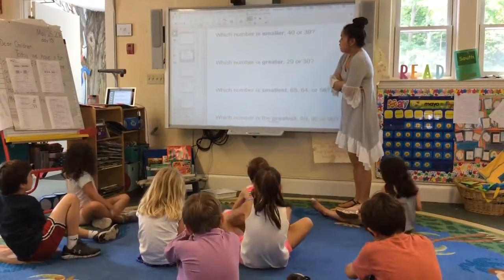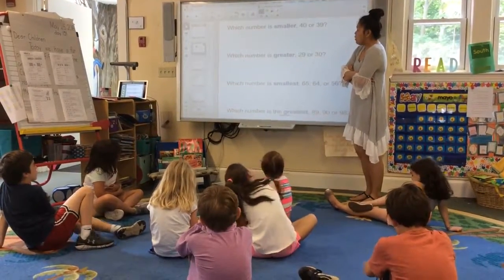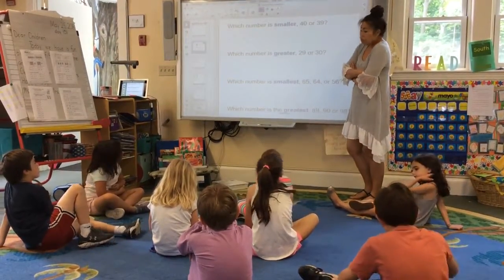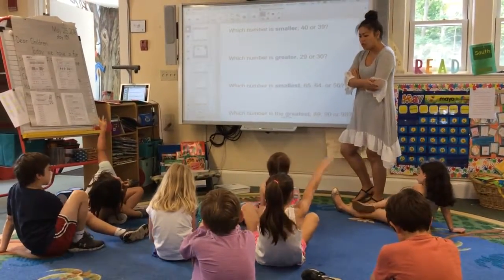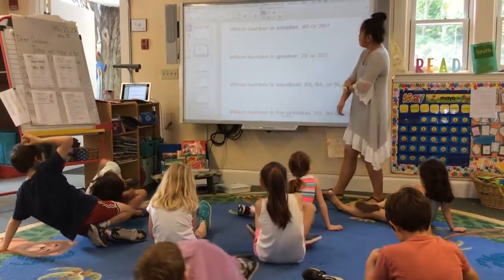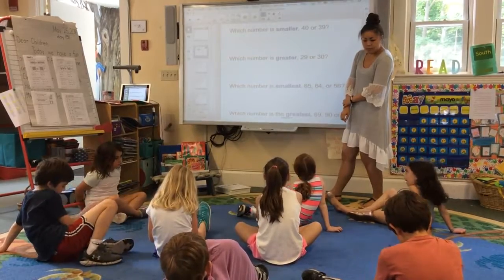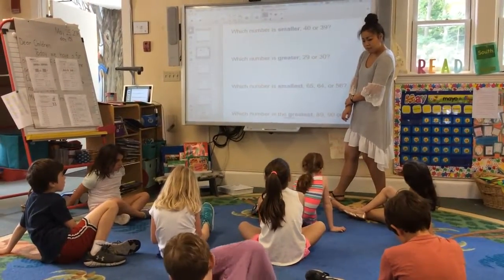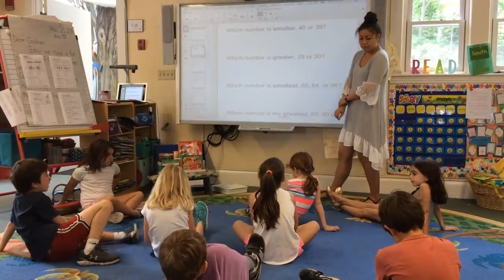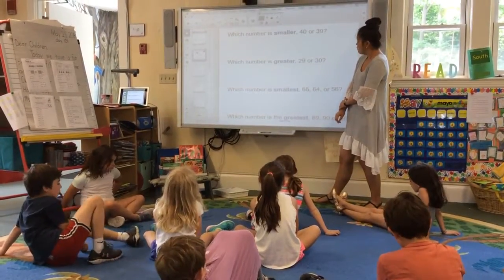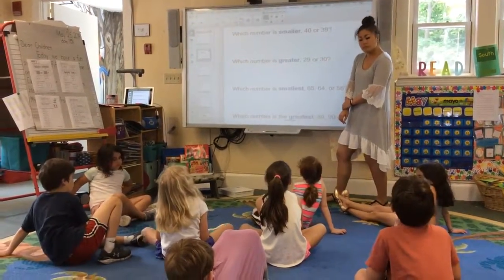So this says, which number is smaller, 40 or 39? So with a raised hand, I would like you to tell me which one is smaller and how you know. Lily. 39, because 39 is in the 30s, and 1, 2, and 3, 4. 3 is smaller than 4, so I know 30 is smaller than 40.